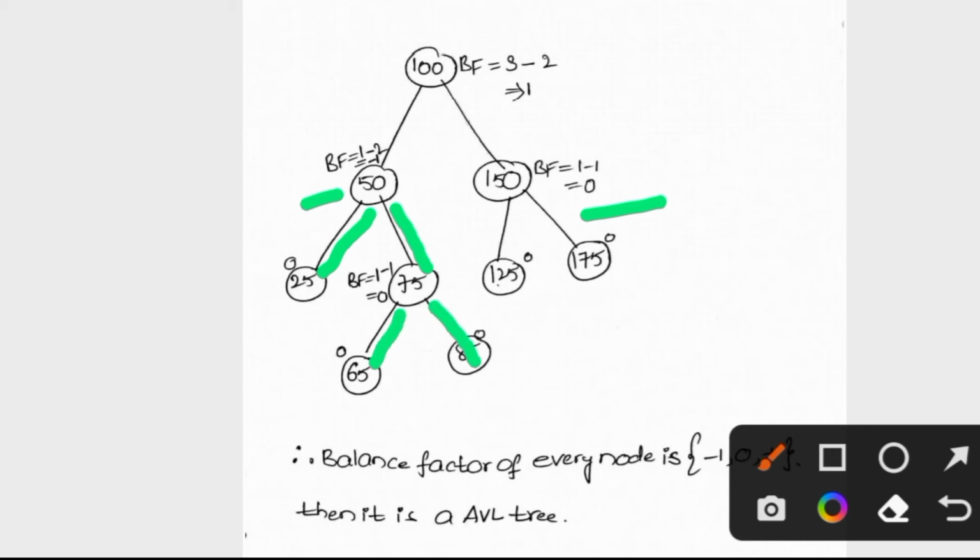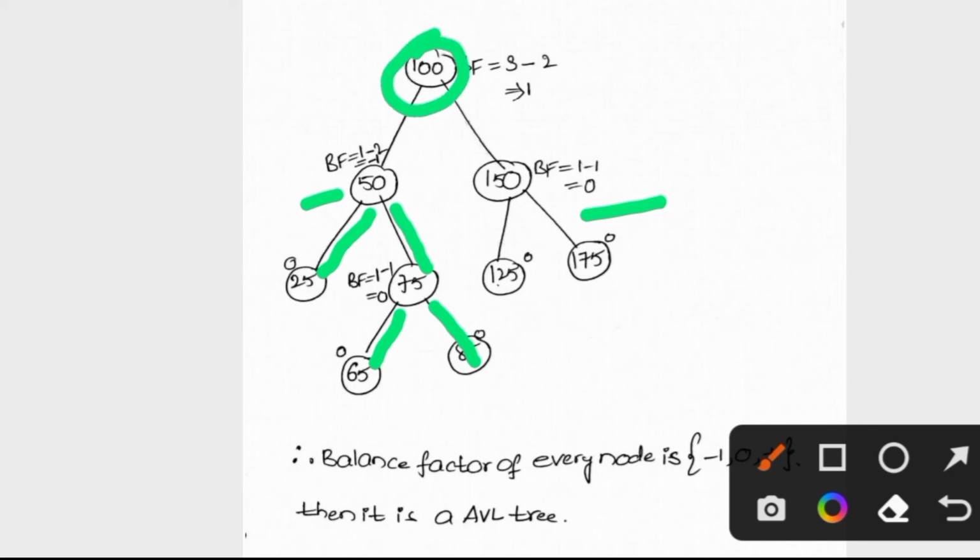The left and right children of 75 we can consider as one level, and this one is also one level, that is 2, so the balance factor is equal to 1 minus 2, which gives minus 1.